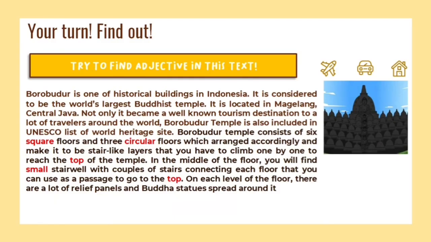Now it's your turn. Try to find adjectives in this text. 1, 2, 3. That's right. Look at the red lines: square, circular, top, and small.